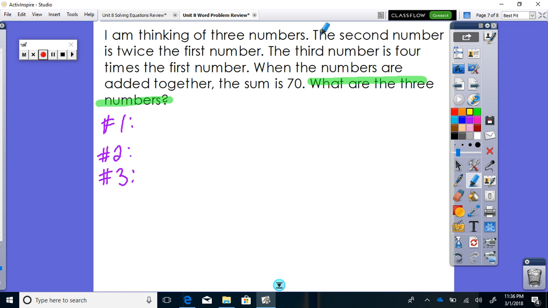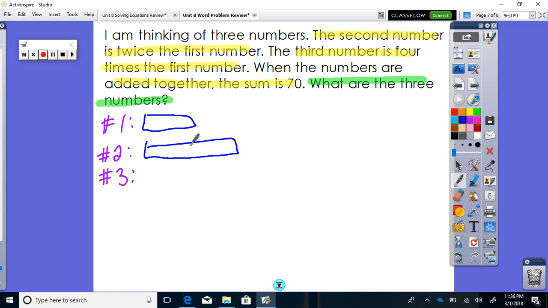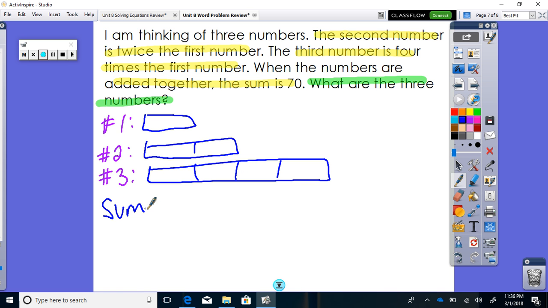What do we know? We know that the second number is twice the first number, and we know that the third number is 4 times the first number. Since they're both being compared to the first number, we also know that the first number has to be the smallest. And we also know when they're added together, the sum equals 70. So the second number is 2 times as large, and the third number is 4 times as large. When you add the three numbers up, you get a sum of 70.